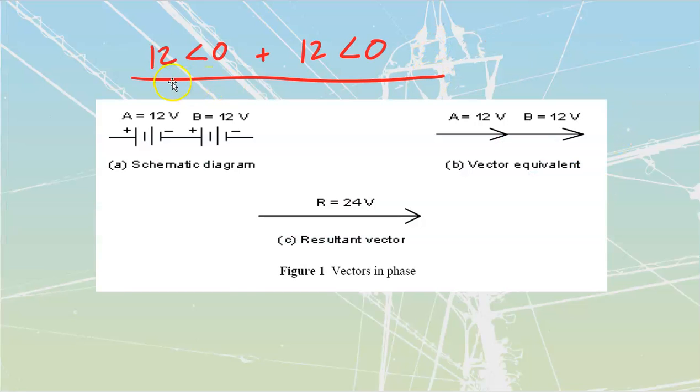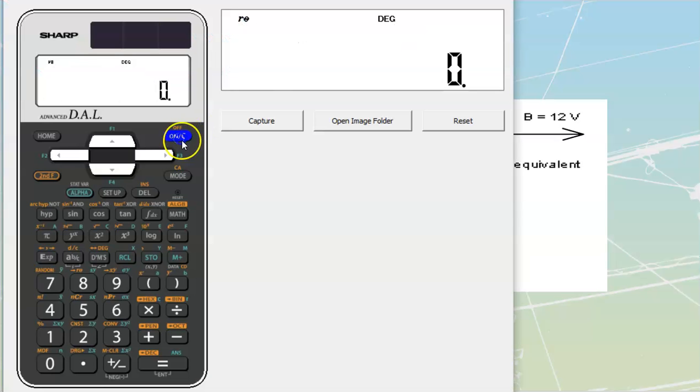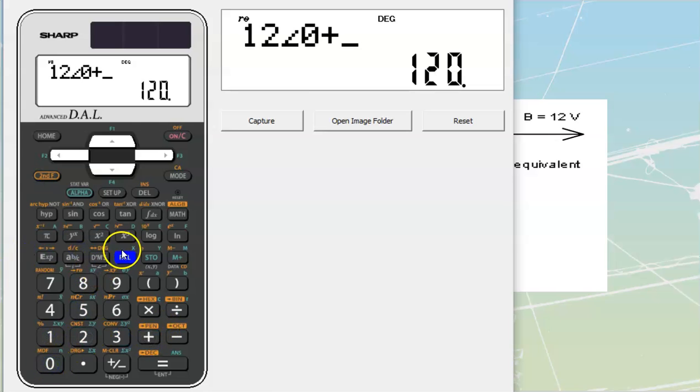Let's go back into these ones. Remember how I said let's put them in at angles? We can do the exact same thing off of here. I mean, that one we're pretty confident what we're going to get. 12 angle 0 plus 12. Oh, that's one too many. Delete.